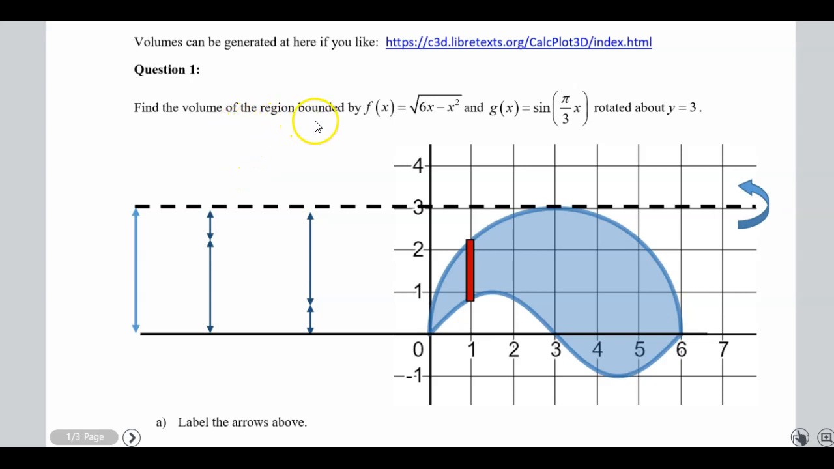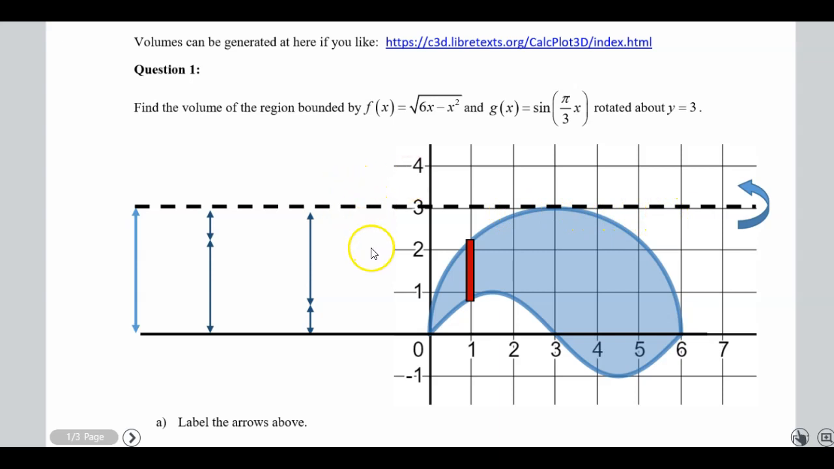So find the volume of the region bounded by these two curves. f(x) is the square root of 6x minus x squared. g(x) is the sine of pi over 3 times x. And we're going to rotate, instead of the X or Y axis, around this horizontal line, y equals 3. So that's this dotted line that's right there.